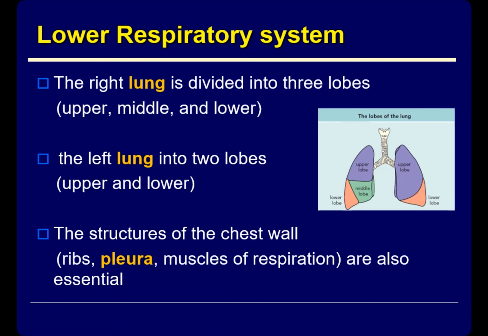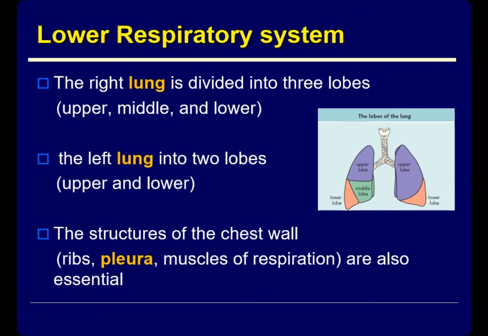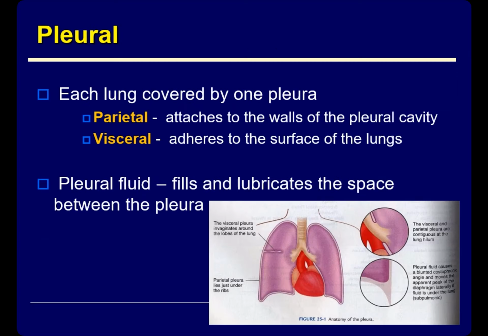And the lower respiratory system includes the right lung and the left lung. As shown in the figure, the right lung is divided into three lobes, upper, middle, and lower, and the left lung is divided into two lobes, upper and lower. The structures of the chest wall include ribs, pleura, and muscles of respiration, which are also essential.